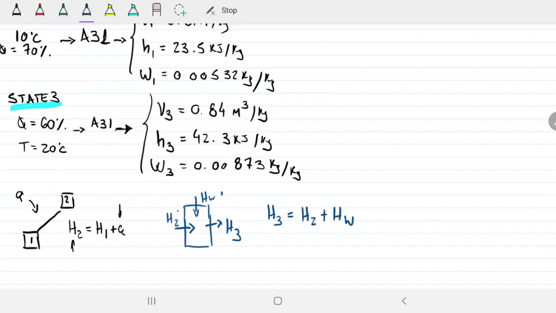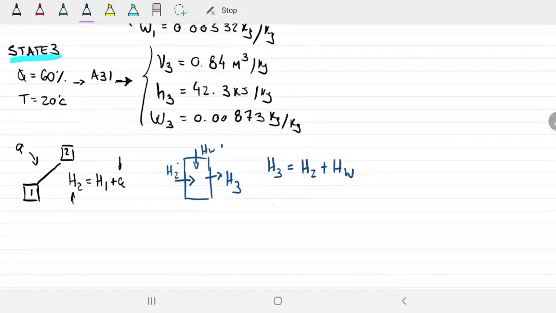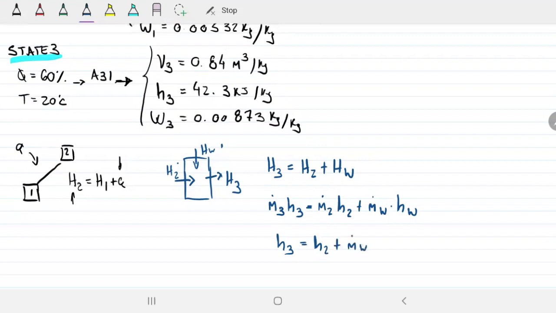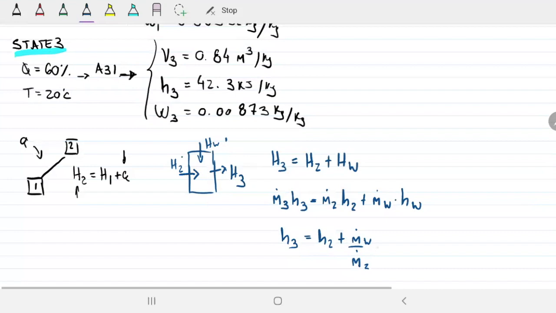Okay, what can I do with that equation? Well, I can first transform it into the power form, the rate of energy form, which is going to give me the mass flow rate times H2 plus the mass flow rate of water times H water. Okay, and since the mass flow rate 2 and 3 are the same, we talked about that because it's the same air. Air does not change. We can sub it in and have the same thing for both. So I can actually divide everything by the mass flow rate. So I'm going to have H3 equal to H2 plus mass of water divided by mass of air, 2 or 3, doesn't matter. Let's do 2, times that.